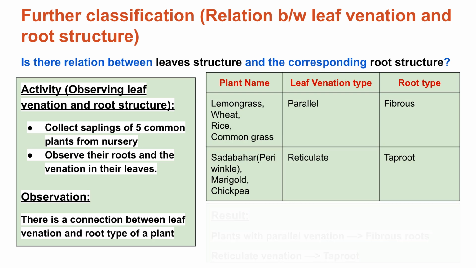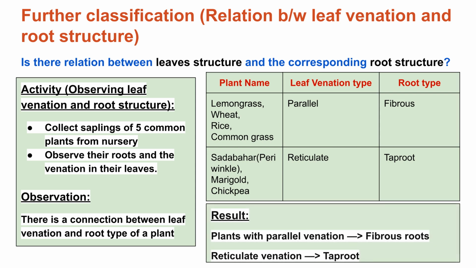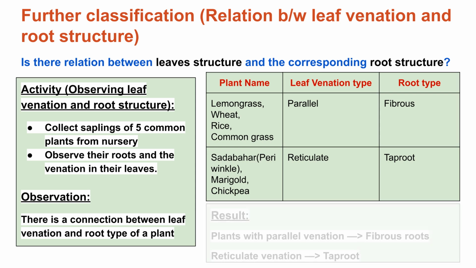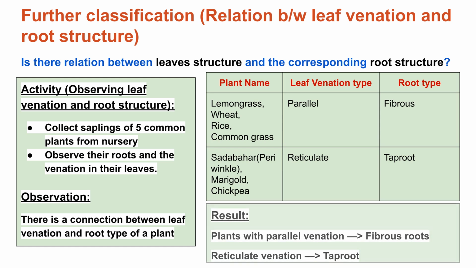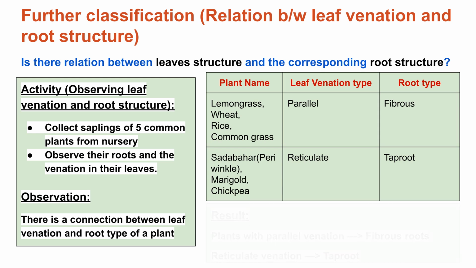However, plants of marigold, chickpea, which is chana, have reticulate venation in their leaves with a taproot structure. So what can we conclude from this? Plants with parallel venation have fibrous roots, and those with reticulate venation show taproot structure.